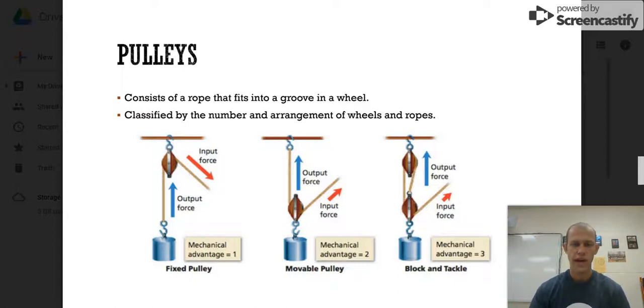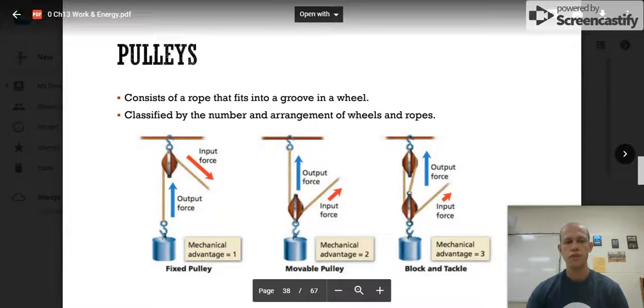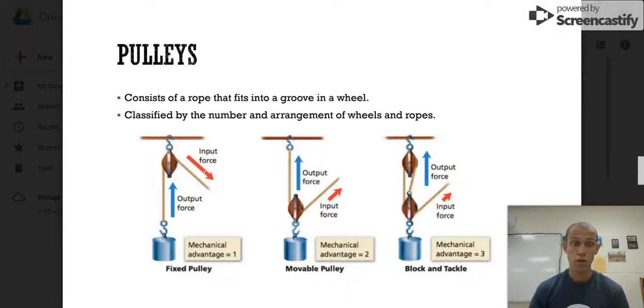So first we have fixed pulleys. They simply redirect the force. Whatever you put in is whatever you get out. So if you have a 100 Newton thing here, you have to pull with 100 Newtons to get that force to lift that object. It just redirects it.